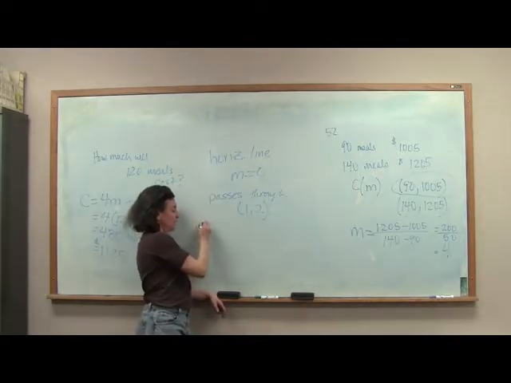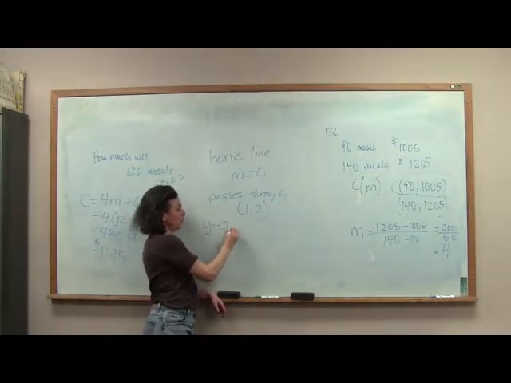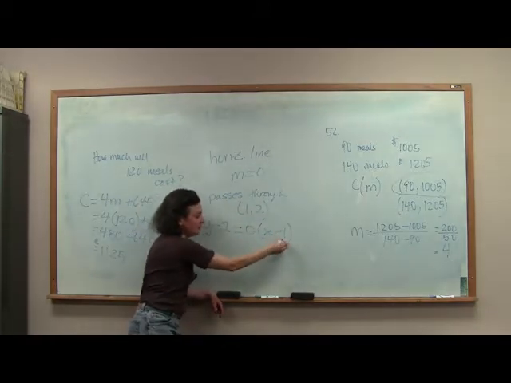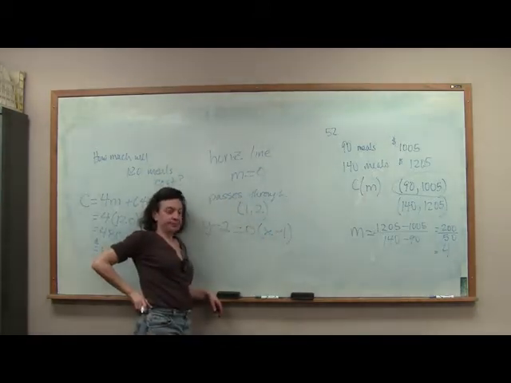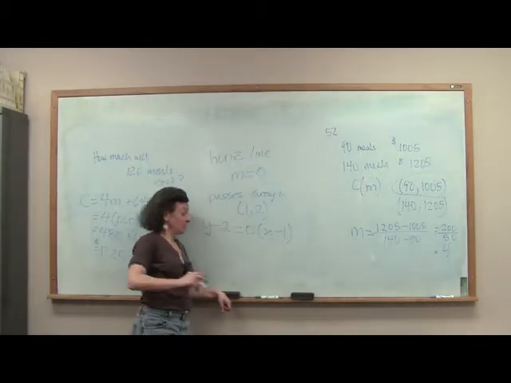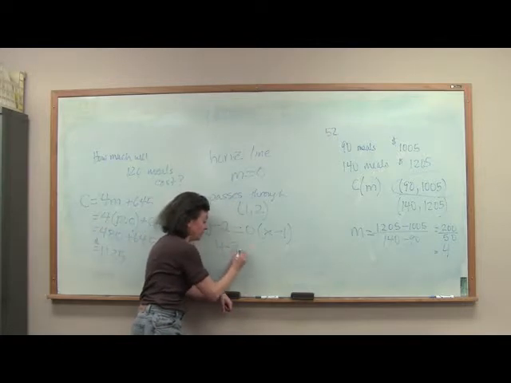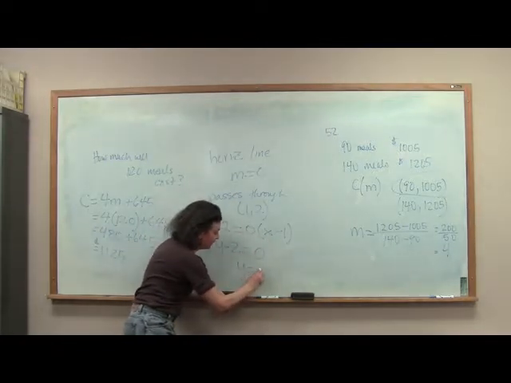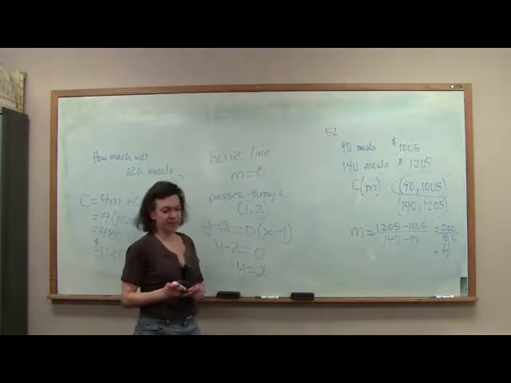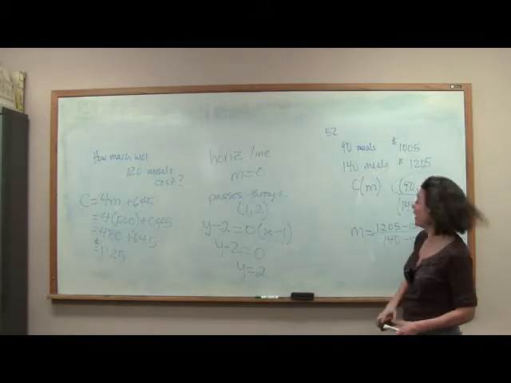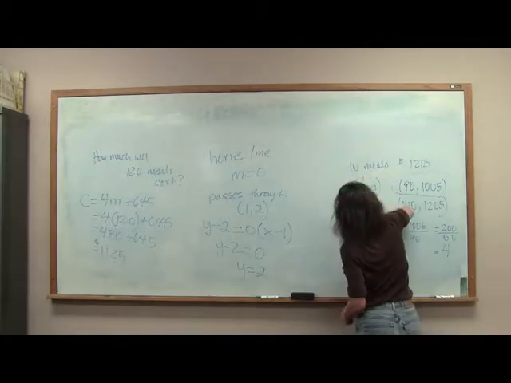Well, I could say y minus my y value is m times x minus my x value. What happens to the right side of our equation? It becomes 0, right? 0 times anything is 0. So we just get y equals 2. Notice, it's the same as what that y value is.